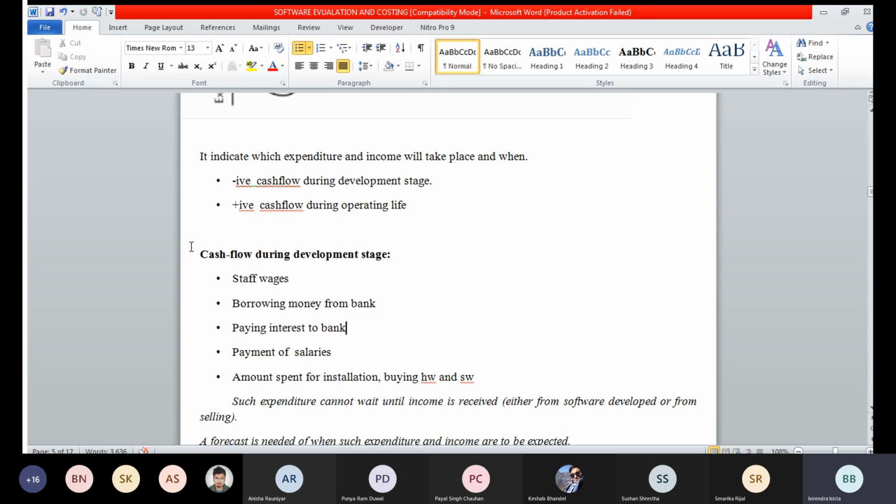So what are the things that are going to be considered in the cash flow development stage? My staff wages, borrowing money from a bank.